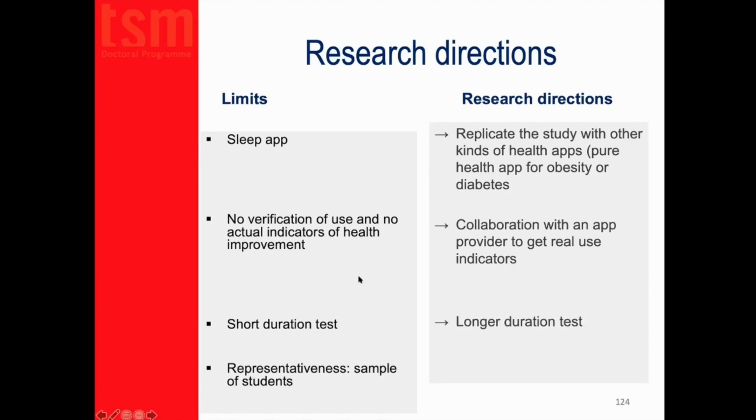We only measured one week. We need to replicate with longer test periods. And finally, last but not least, the sample is a student sample, so we have problems of representativeness. It would be important to replicate the study with real health apps with real data, and naturally with real representative samples of sleep app users.